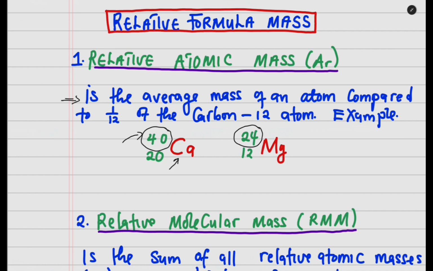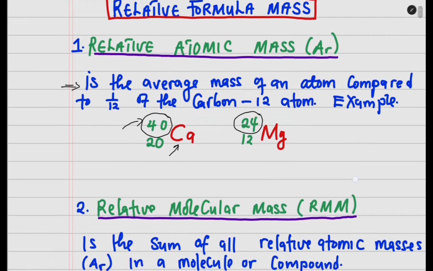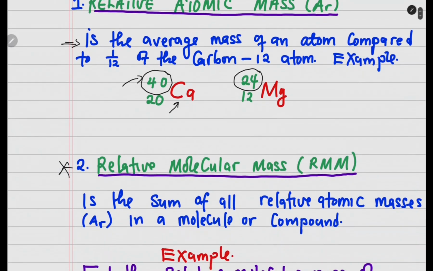Let us have a look at the second part that we can look at under relative formula mass, and that is relative molecular mass. Let us define the relative molecular mass first as well. It's just the sum of all the relative atomic masses in the molecule or compound. So this time around, you are dealing with a molecule or a compound, and you're going to add all the relative atomic masses in the molecule or compound.